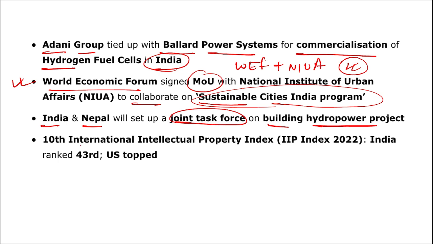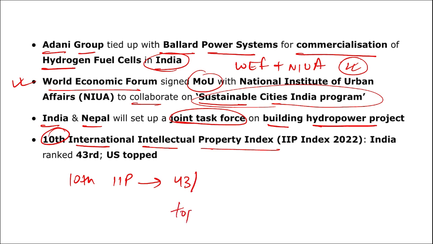Next, we'll be talking about the International Intellectual Property Index. It was the 10th edition of this index, the IIP, and in this index the rank of India was 43rd. And which country topped in this? The country that topped in it was your United States of America.